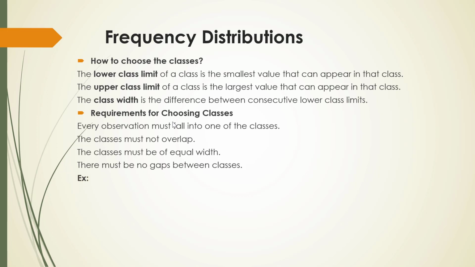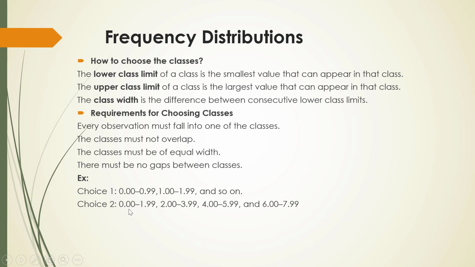For example, for the last example, we can choose the classes 0.00 to 0.99 for the first class, 1 to 1.99, and so on. Or some people can choose 0 to 1.99, 2 to 3.99, 4 to 5.99, and 6 to 7.99. Or some people can even choose smaller classes: 0.00 to 0.49, 0.50 to 0.99, and so on.